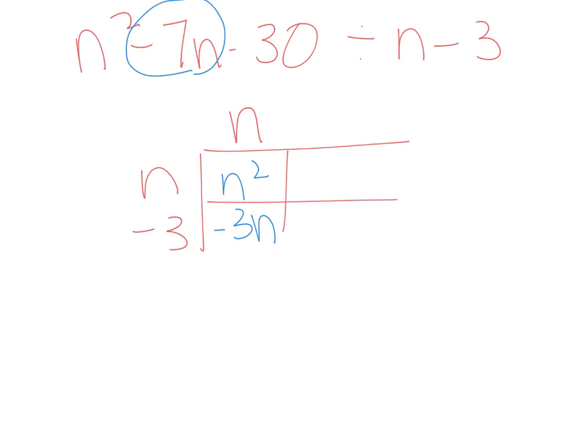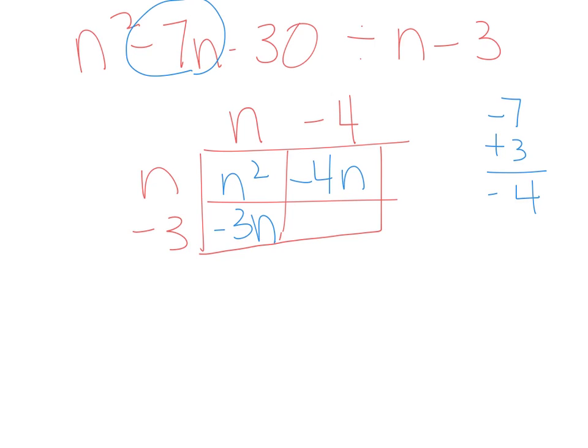I want negative 7n, so I could be using my calculator. I want negative 7. I have negative 3, so negative 7 minus negative 3 would be negative 4. That's what I'm going to place over here. Negative 3 plus negative 4 is negative 7, so I've done that part right. Now I say n times what gives me negative 4n? Well, that'd be negative 4. Negative 4 times n is negative 4n. Negative 4 times negative 3 is 12.